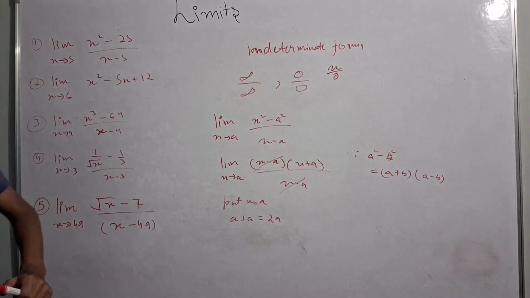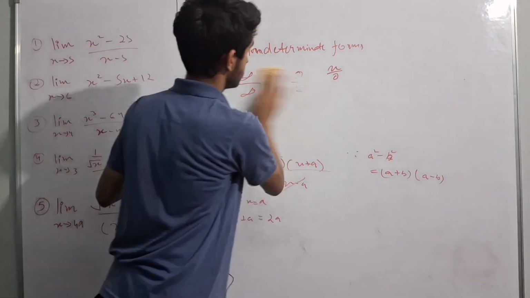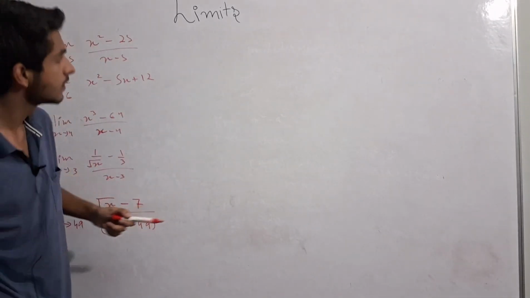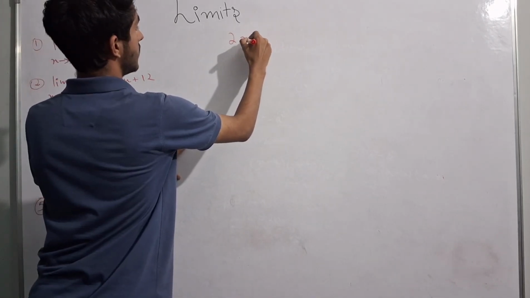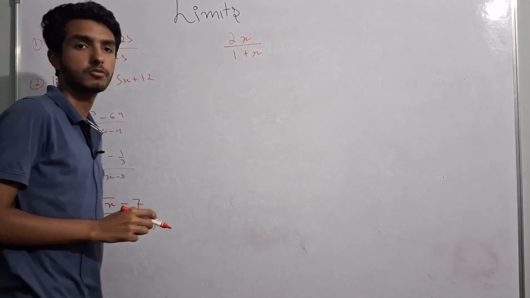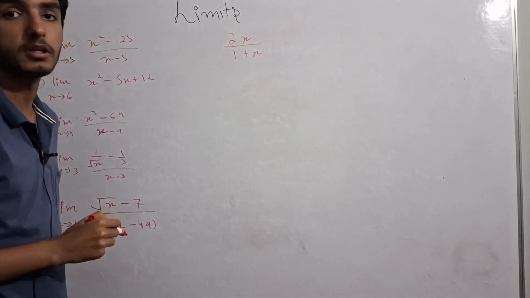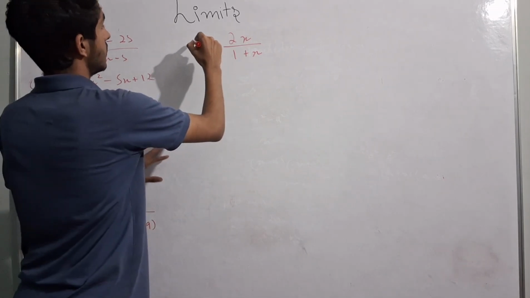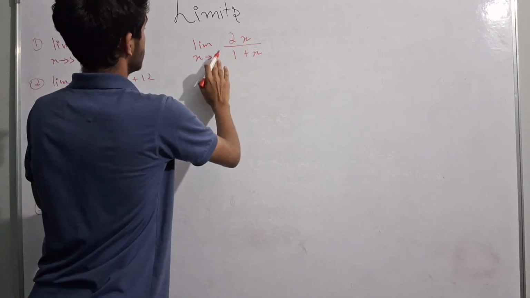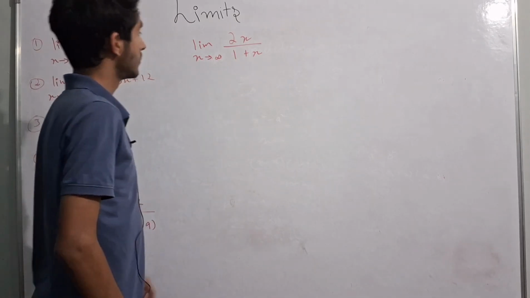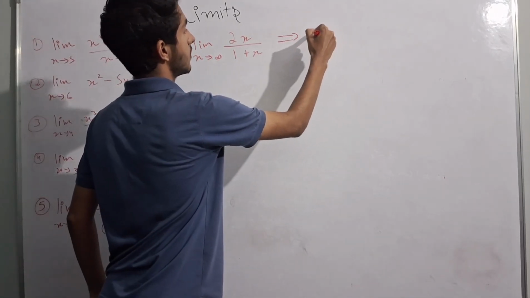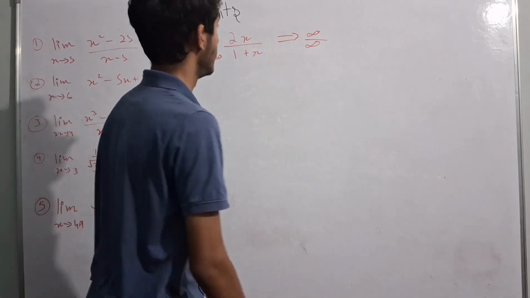So another example which we can take is limit x tends to infinity of 2x upon 1 plus x. And I want to find out the limit of this equation. Because if I go on increasing the value of x, the closer x gets to infinity, we get infinity by infinity form, which is indeterminate.